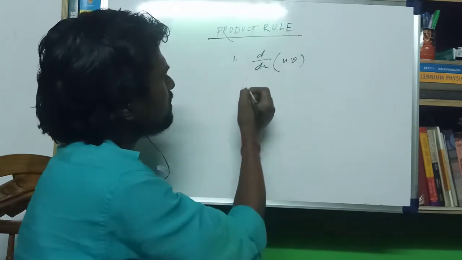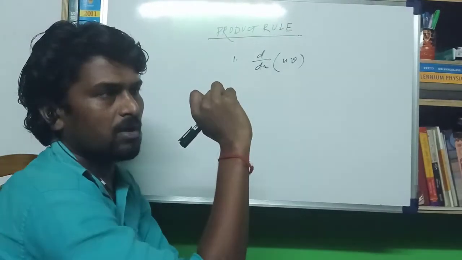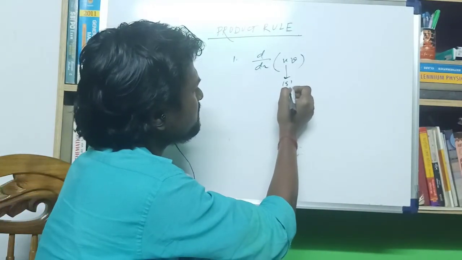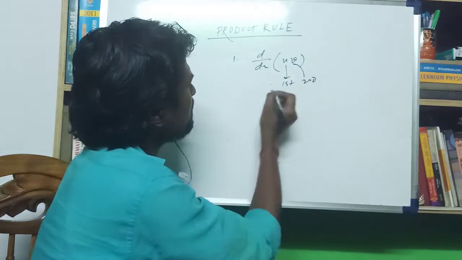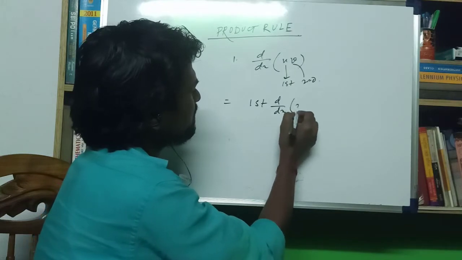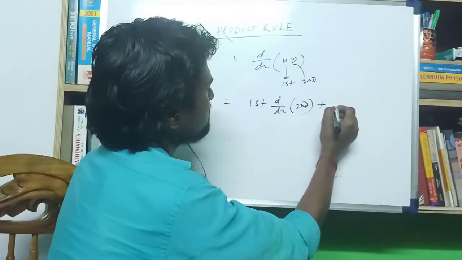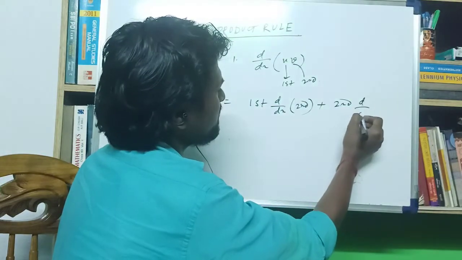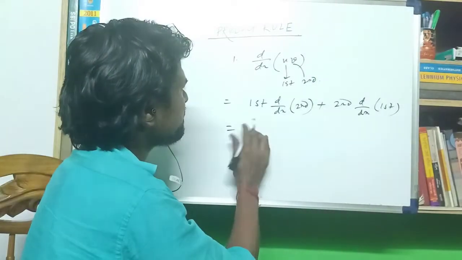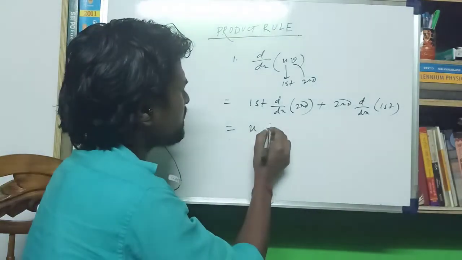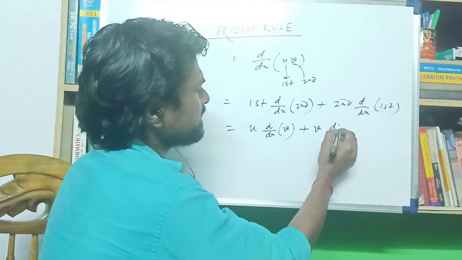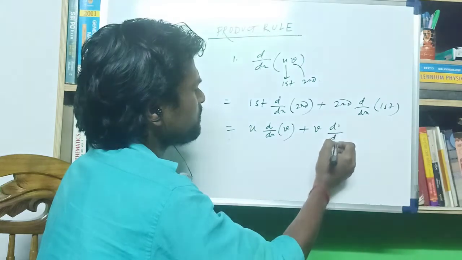So what is the product rule? Suppose d/dx of UV. You have to take one function as the first function and the other as the second function. So take the first function into the derivative of the second function, plus the second function into the derivative of the first function. So u into d/dx of v plus v into d/dx of u.